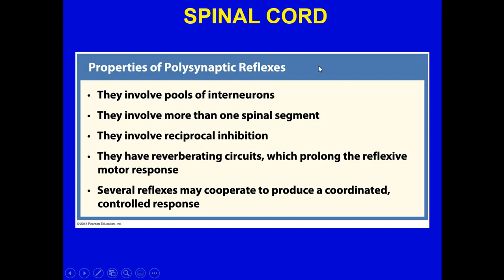Couple of things to keep in mind. Properties of polysynaptic reflexes: they involve pools of interneurons. Remember all those pools that we went over earlier? That's where they're playing a role. They involve more than one spinal segment. They involve reciprocal inhibition, and they have reverberating circuits which prolong the reflexive motor response. You don't want to put your foot back down on the floor yet until you're away from where that tack was. And several reflexes may cooperate to produce a coordinated, controlled response.